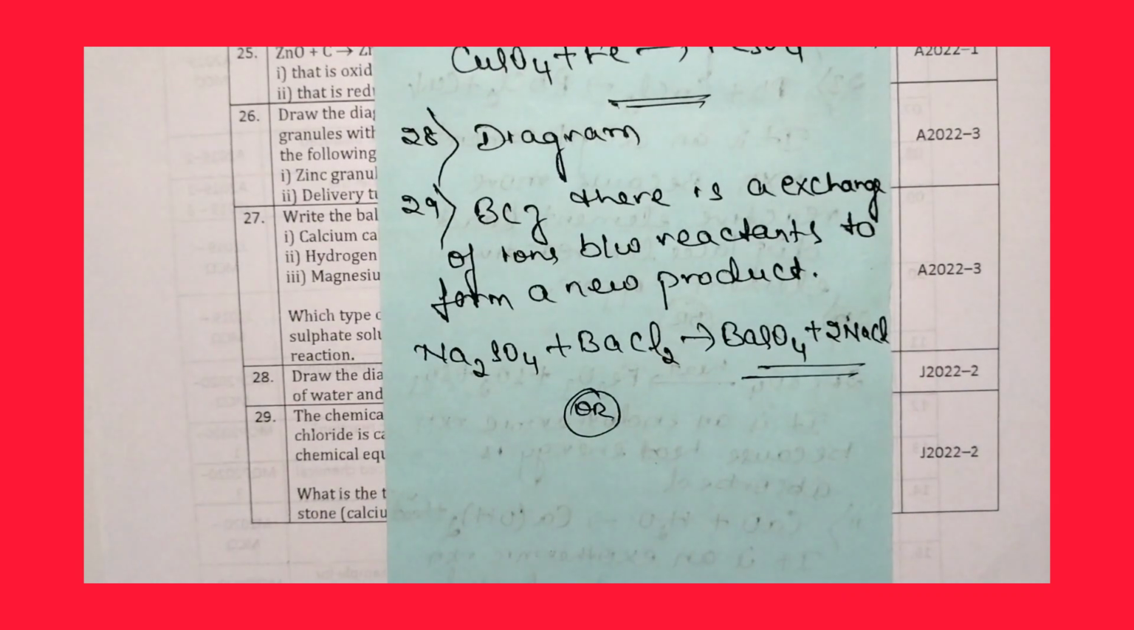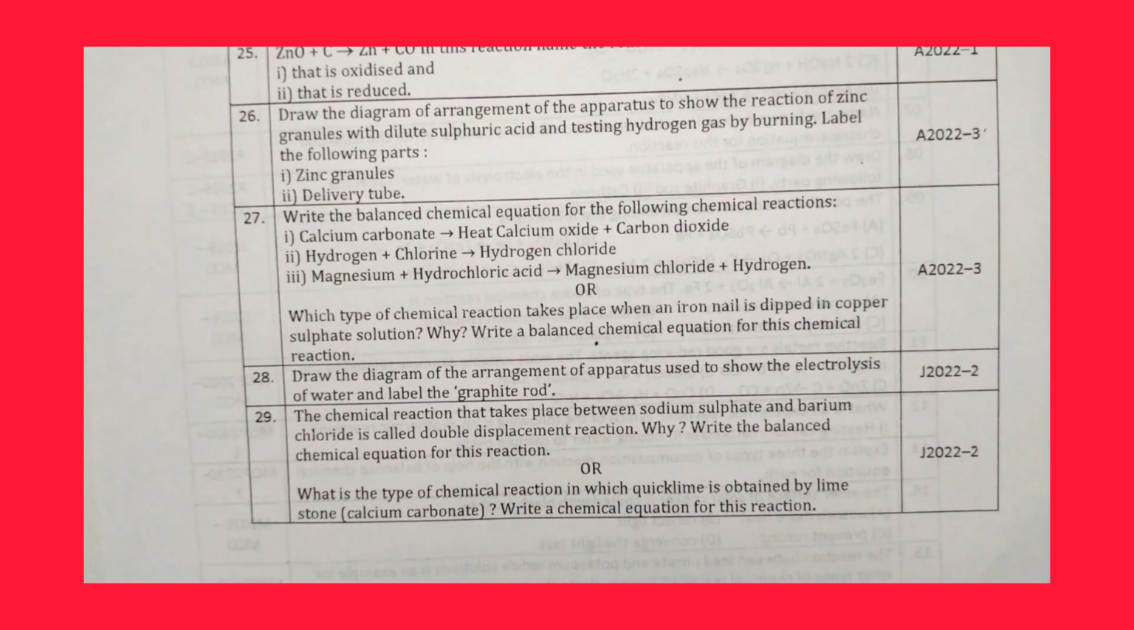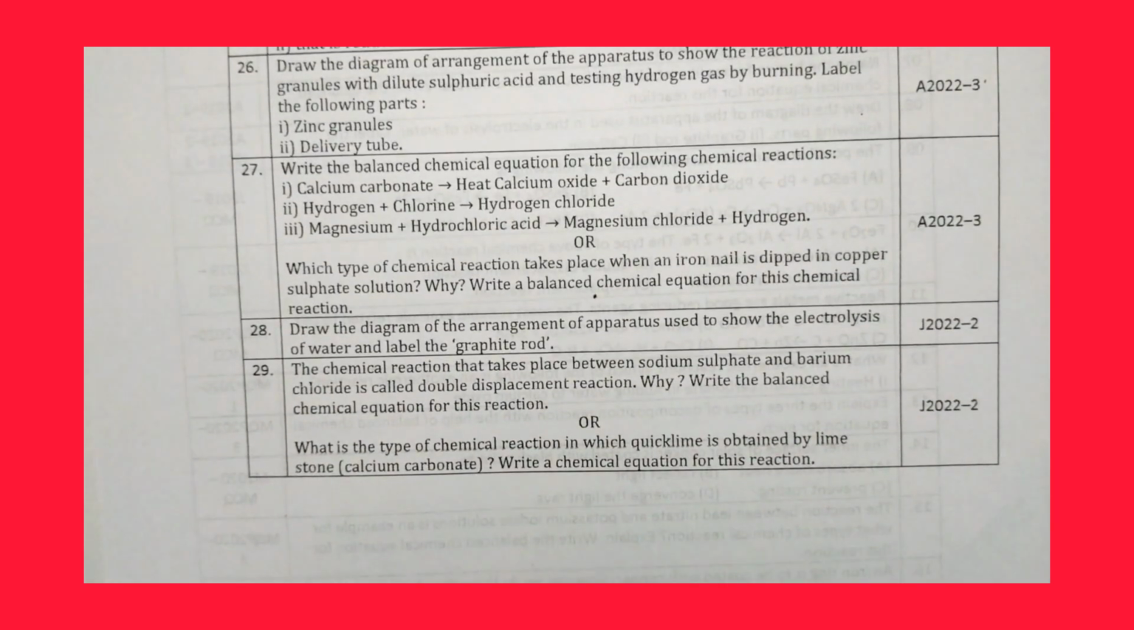Now let us write the answer for the internal choice question. The internal choice question is, what is the type of chemical reaction in which quicklime is obtained from limestone, that is calcium carbonate? Write a chemical equation for this reaction. It is also a 2 marks question. So what is the type of chemical reaction in which quicklime is obtained from limestone, that is calcium carbonate?